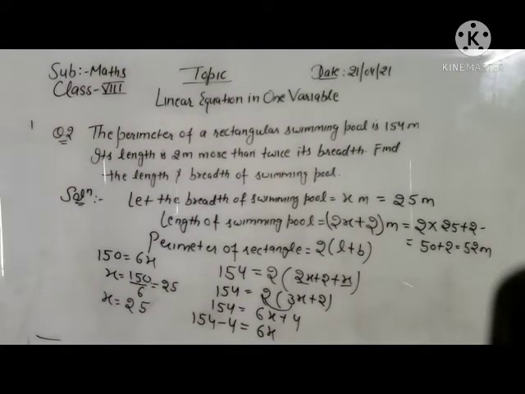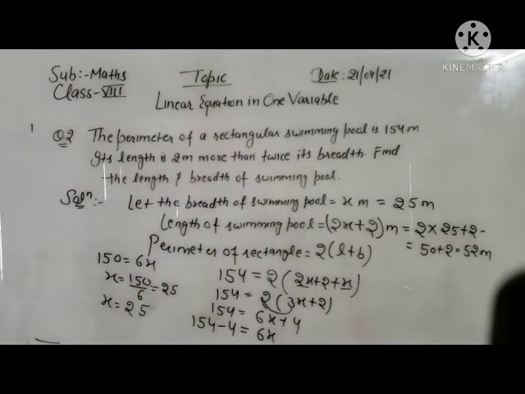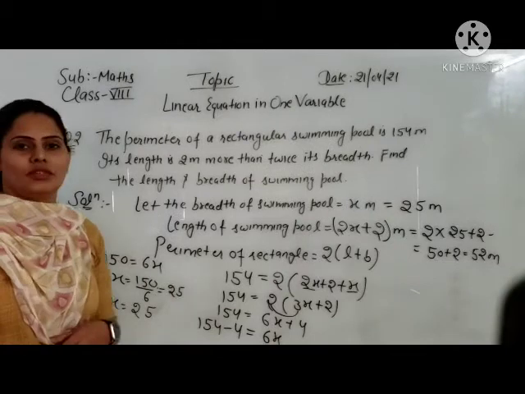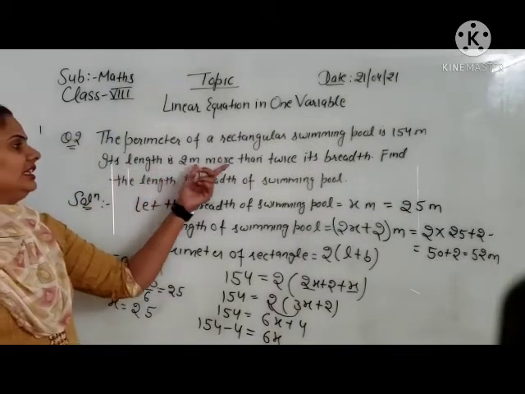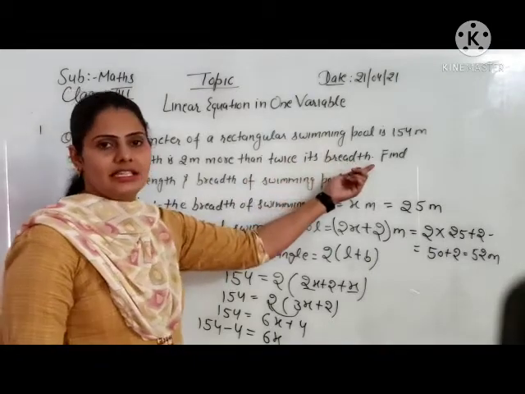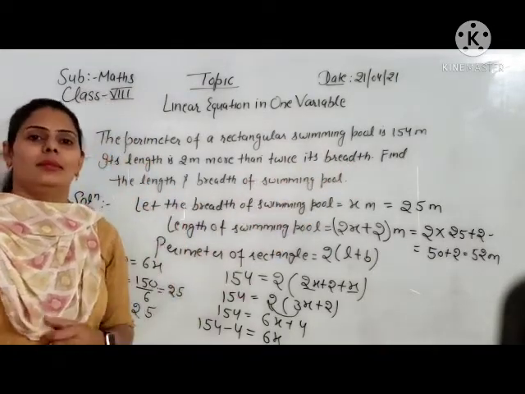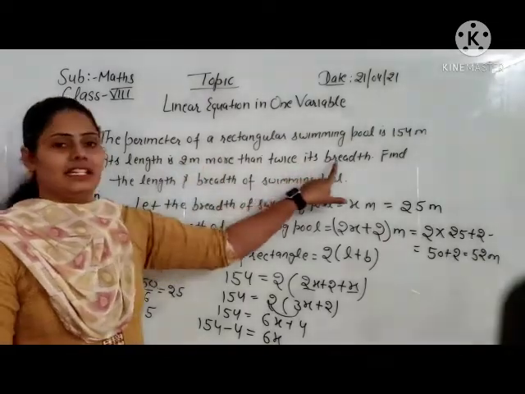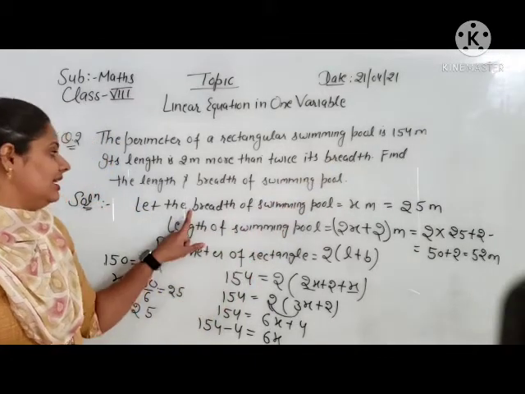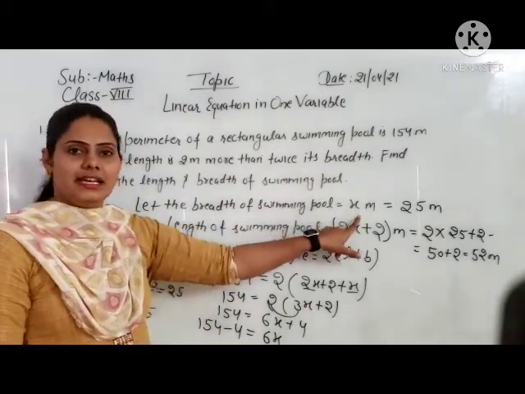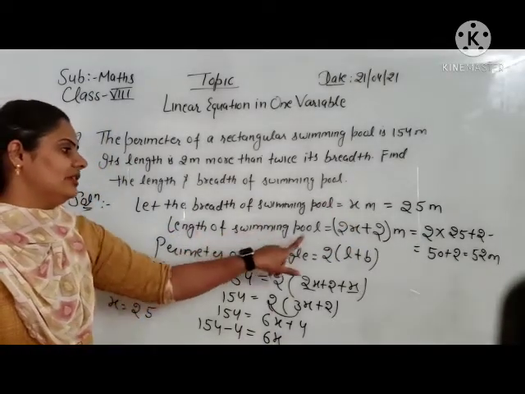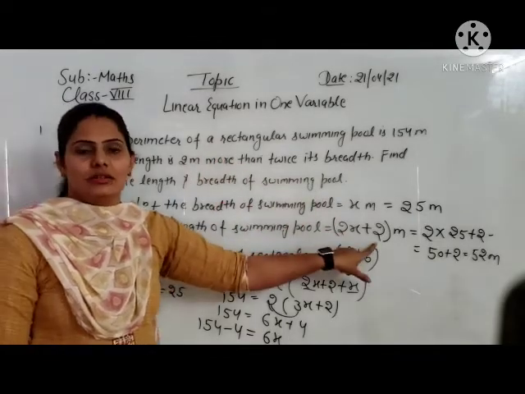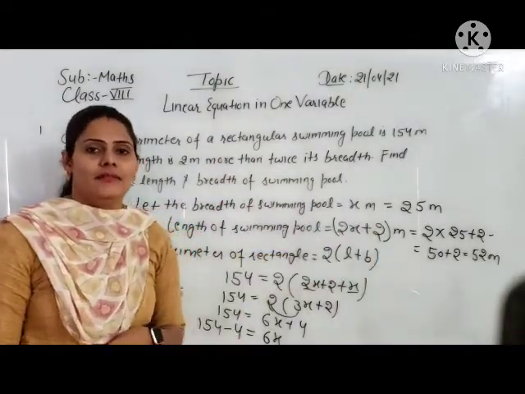Okay. Now, I am explaining once again what question number 2 is. The perimeter of a rectangular swimming pool is 154 meter. If its length is 2 meter more than twice its breadth, find the length and breadth of the swimming pool. First you will assume the breadth. Let the breadth of the swimming pool be x meter. Now, according to the question, the length is twice its breadth, so 2x, and 2 more than that, so plus 2. So 2x plus 2 will be the length of the swimming pool.